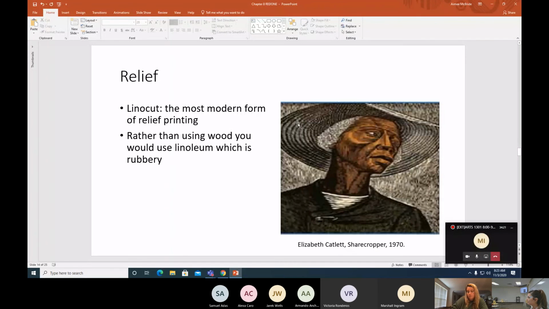And our last type of relief is a lino cut. This rubber stamp is literally a lino cut. Instead of using wood, we use rubber. Rubber is a newer material, so it is the modern form of woodblock printing. Instead of carving into wood, now we carve into rubber.